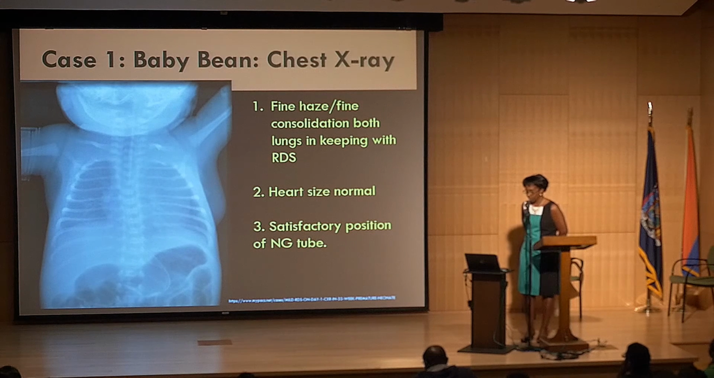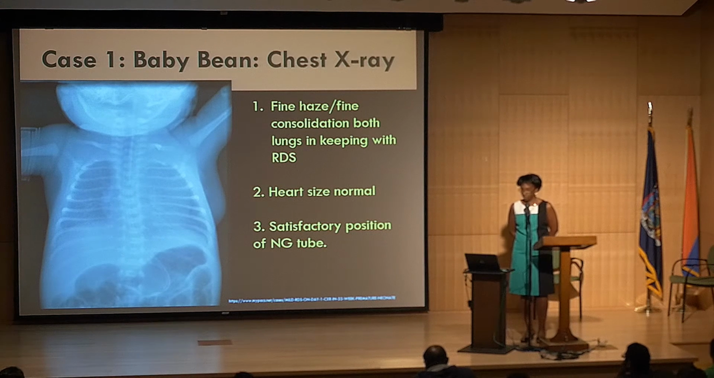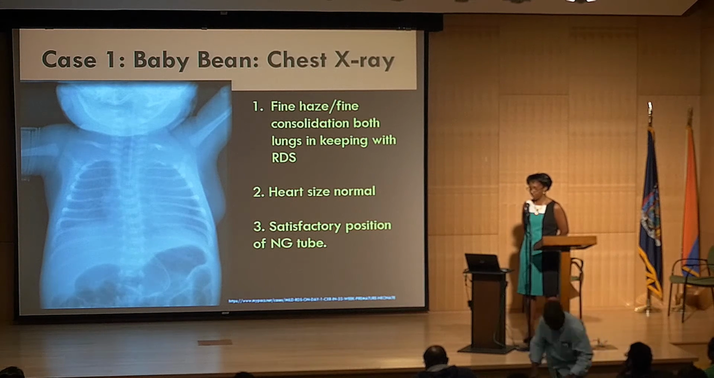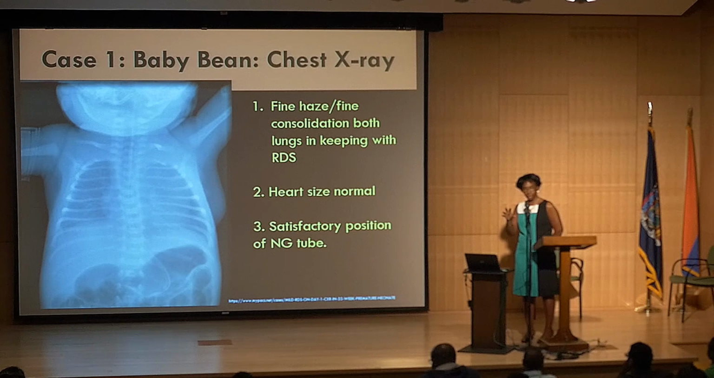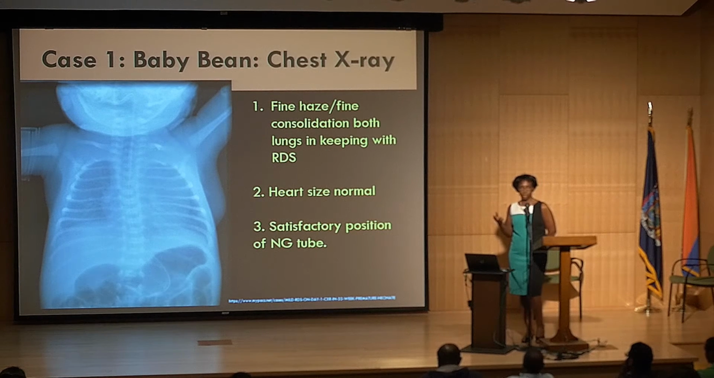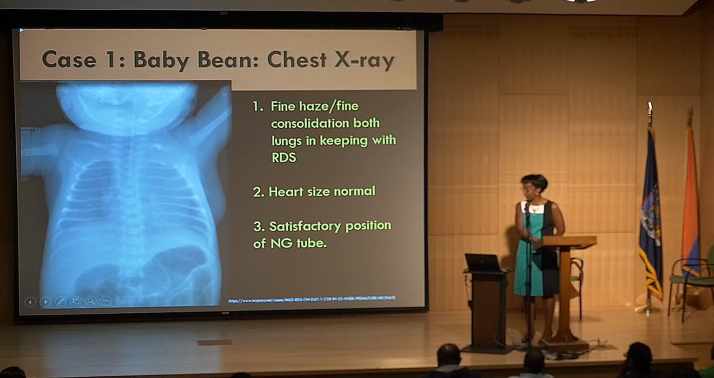So this is our chest x-ray. So they obtained the chest x-ray. It's just showing on the baby some fine consolidation in both lungs, which is consistent with RDS. You may have that reticular granular pattern on the x-ray that you would see with the RDS patient. The heart size is normal, and this has the nasogastric tube that's in the correct position. So if I can do this right, it's coming down here. This is your nasogastric tube right down here.